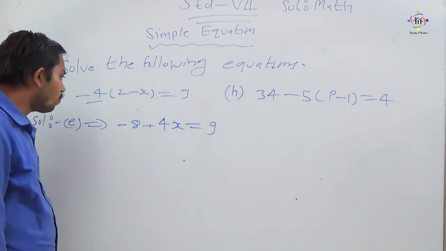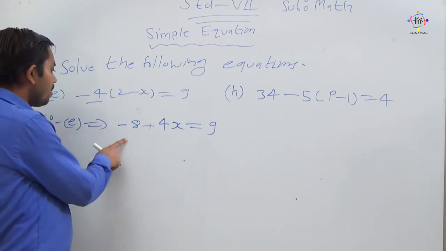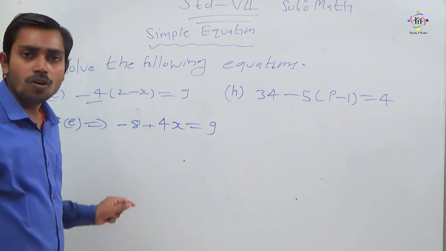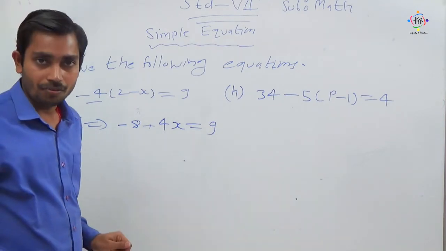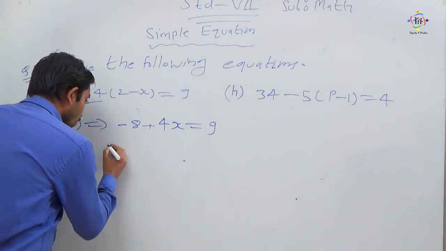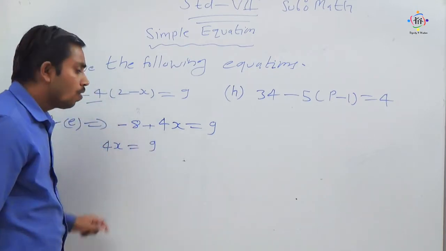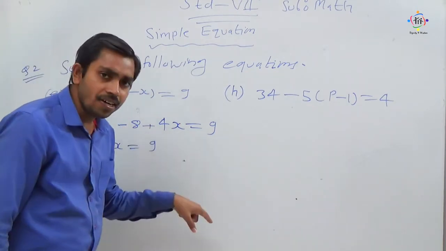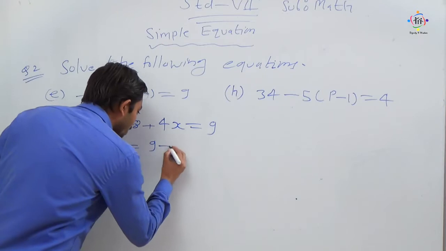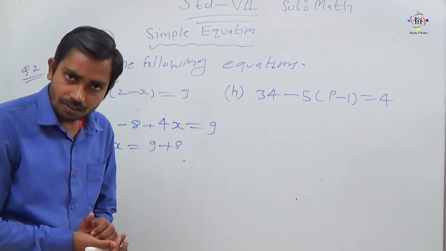Now after this, what to do? Let us take this constant to the right side. Here it is -8. When it goes to the right side, it becomes +8. So 4x is equal to 9, already given, and when this -8 goes to the right side, it becomes +8. Okay, everybody understand?